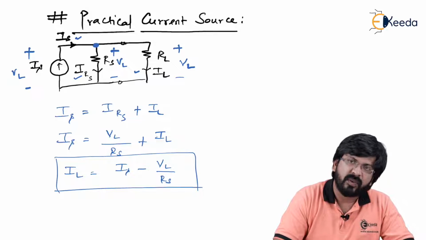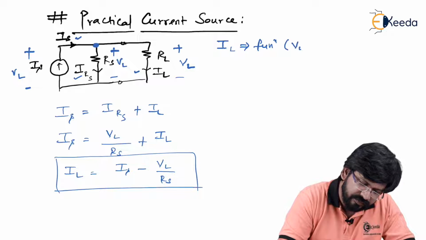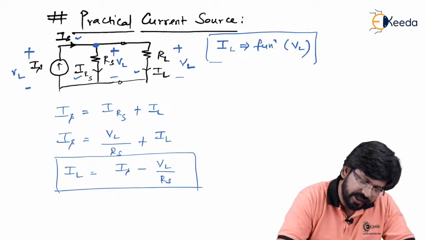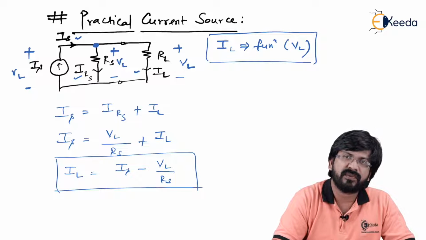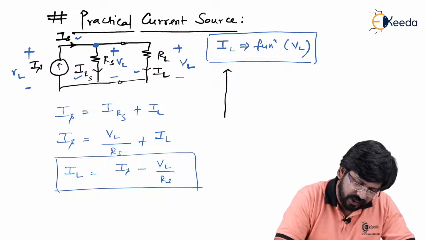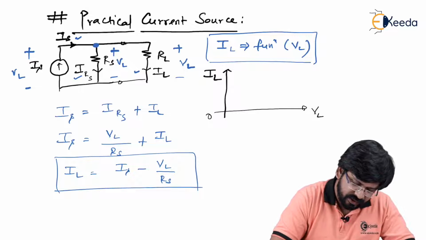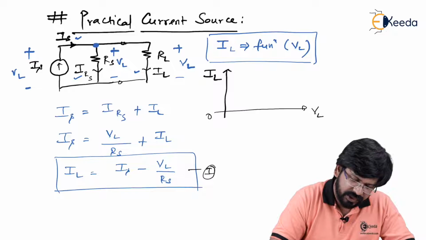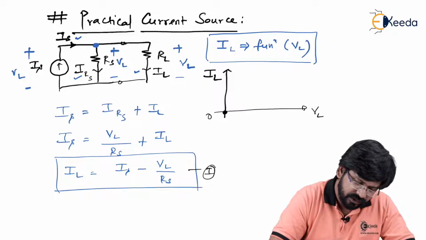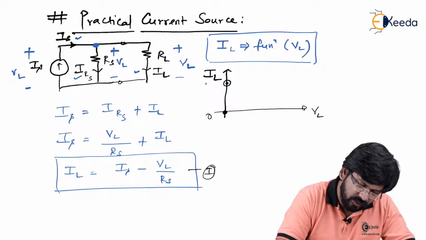From this equation, one can clearly say that IL is a function of VL. Practically it does happen that load current is a function of load voltage. So we'll see what exactly happens if it is so. I'll try to plot IL with respect to VL. Let's say this is equation 1. In equation 1, let us substitute VL equal to 0. So VL equal to 0 makes IL equal to IS. So IL equal to IS.